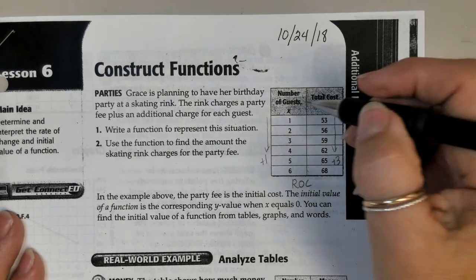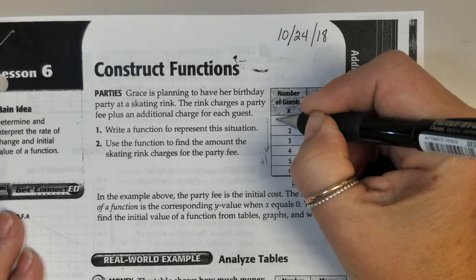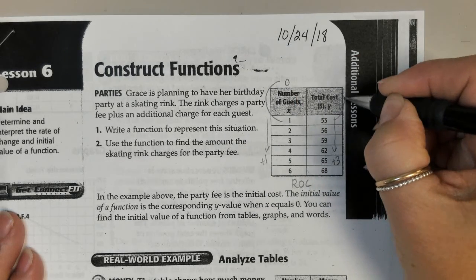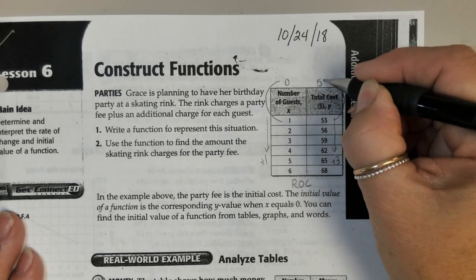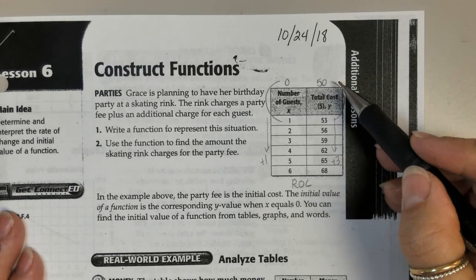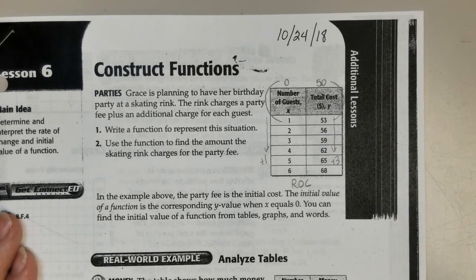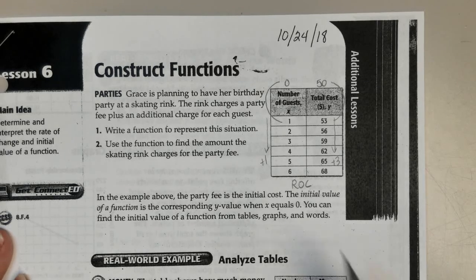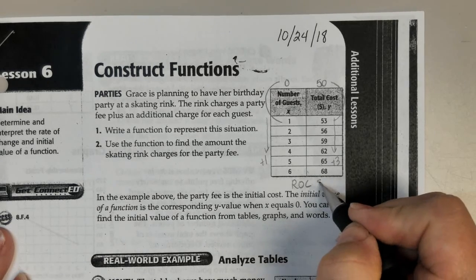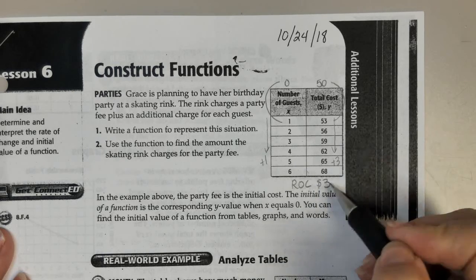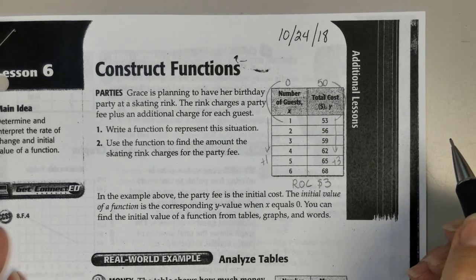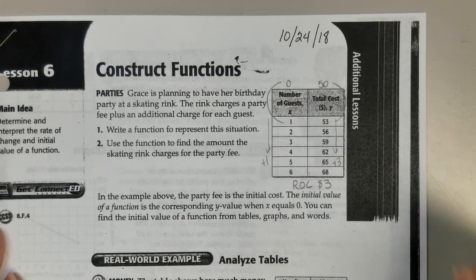So if I work my table back to 0 guests and I subtract 3 on this side, then I have a $50 cost that's not related to the number of guests, so that should be the fee for having the party. Okay, so we've got our rate of change, which is $3 per person, and then we've got a $50 initial value or one-time fee to have the party there.